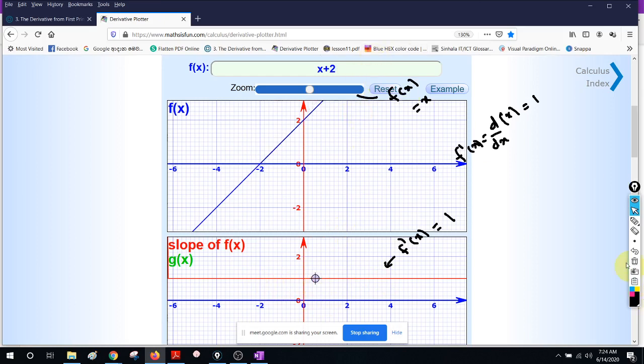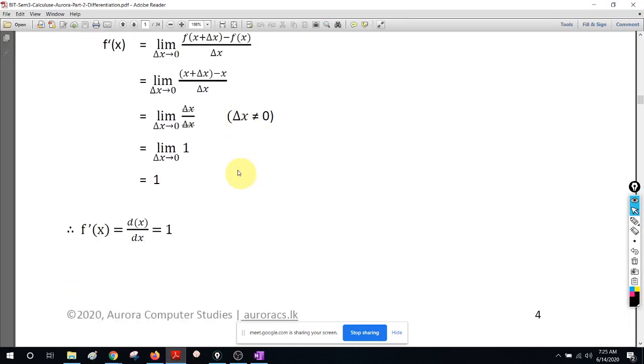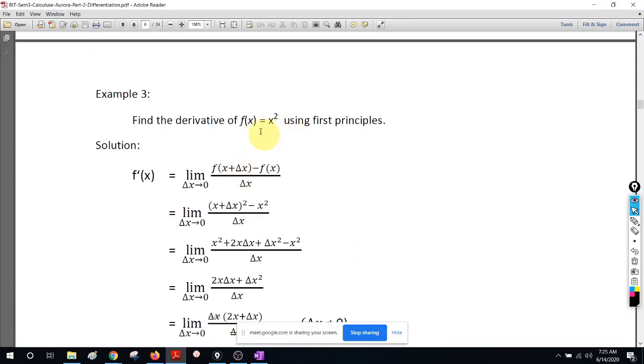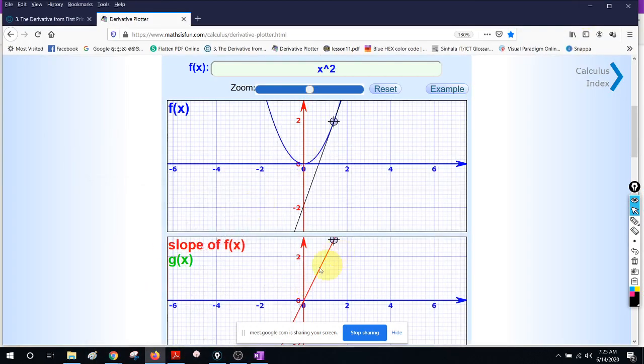Okay. Now let's take y equal x squared. That is the most important thing to understand, right? Now remember what we got as the derivative of y equal x squared. What we got is 2x, right? Now let's see. Now this is the 2x graph.